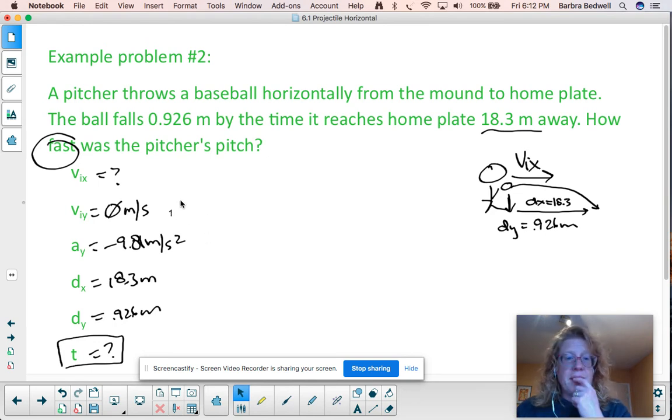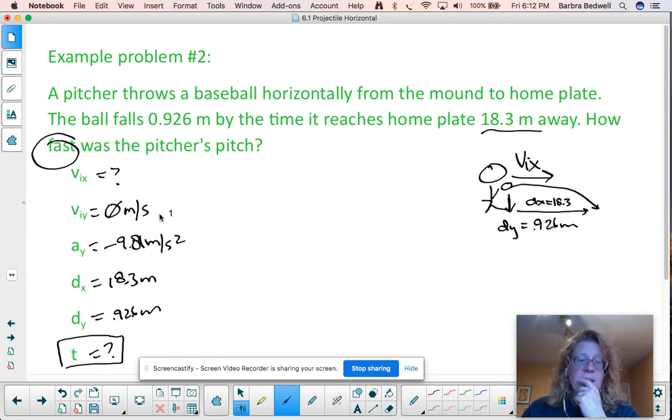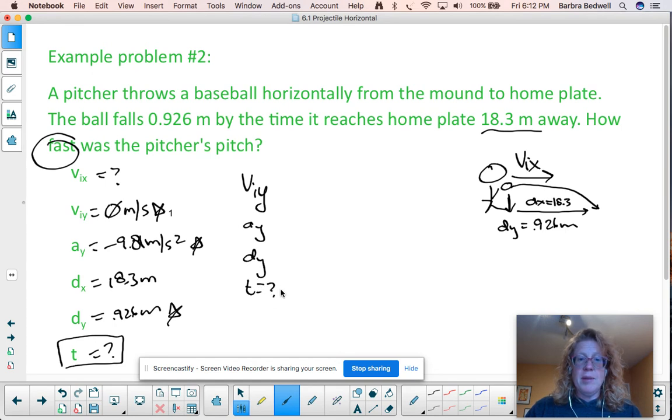We're trying to find some information about Vix. If we're trying to find Vx, I have to talk about viy. So that means I'm going to use information about this stuff, and this stuff. So what do I have? I've got viy, I've got a, I've got dy. I'm trying to find time. Almost always that's what you're going to end up finding. What equation do I have that has vi, a, d, and t in it? That's the tricky question right now.